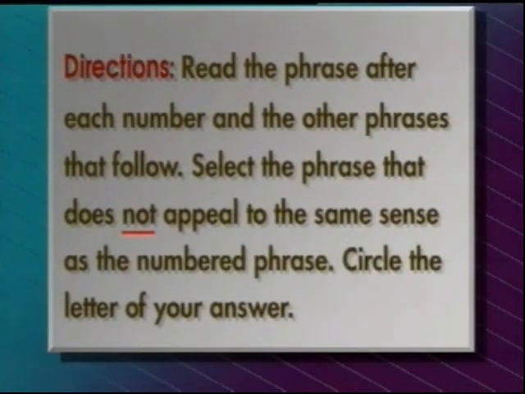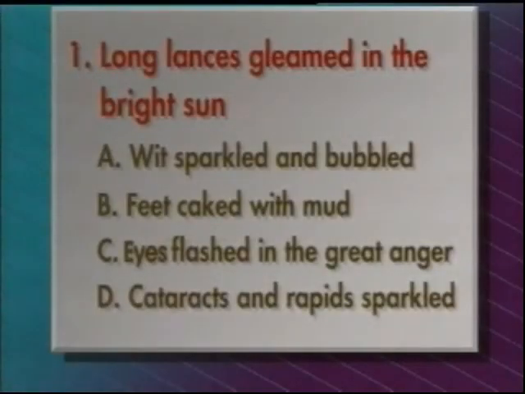Directions. Read the phrase after its number and the other phrases that follow. Select the phrase that does not appeal to the same sense as the numbered phrase. Circle the letter of your answer. 1. Long lenses gleamed in the bright sun. A. Wit sparkled and bubbled. B. Feet caked with mud. C. Eyes flashed in great anger. D. Cataracts and rapids sparkled.